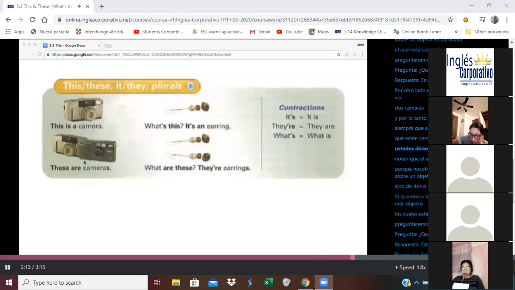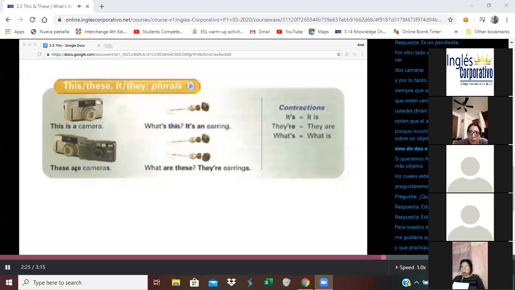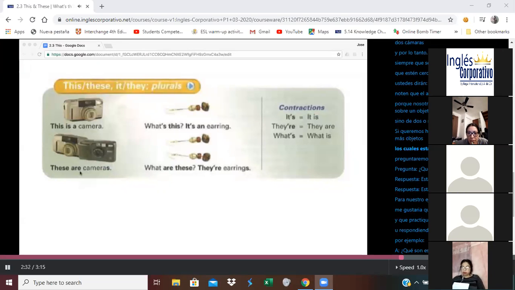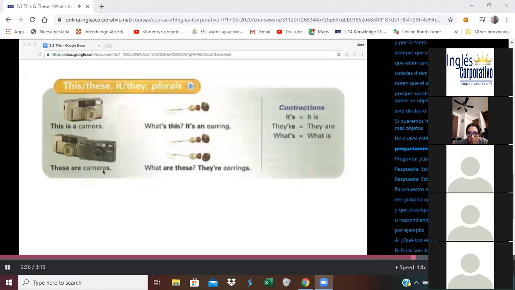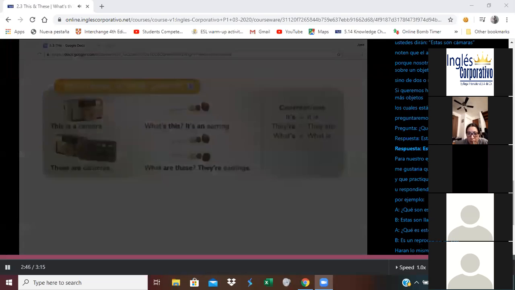And therefore, whenever you refer to two or more objects which are near from you, you will say, these are cameras. Notice that the article A from the previous example disappears, because we're no longer talking about one object, but instead two or more. If we want to ask a question about two or more objects which are near to us, we will ask in the following way. What are these? They're earrings. Or they're cameras, for example, right?